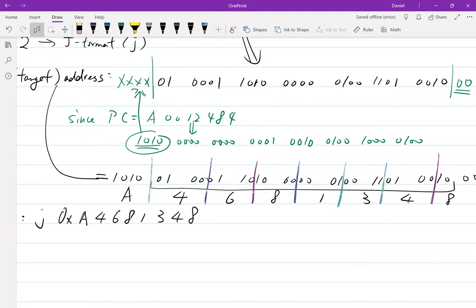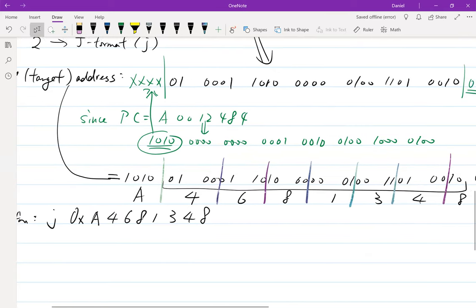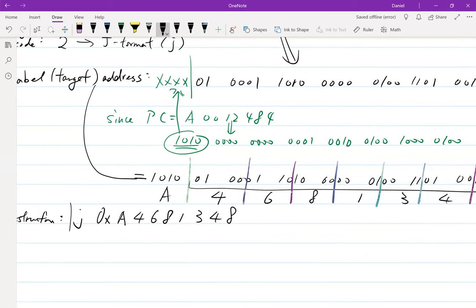1, 3, 4, 8. Okay, so this will be your final answer. So again, usually you say J label, right? But since we don't know where the label is, unless you say label equals to this. But in your exam, I will try to make the exam question format clear so that you know what format to enter, because sometimes the exam problems are auto-graded.